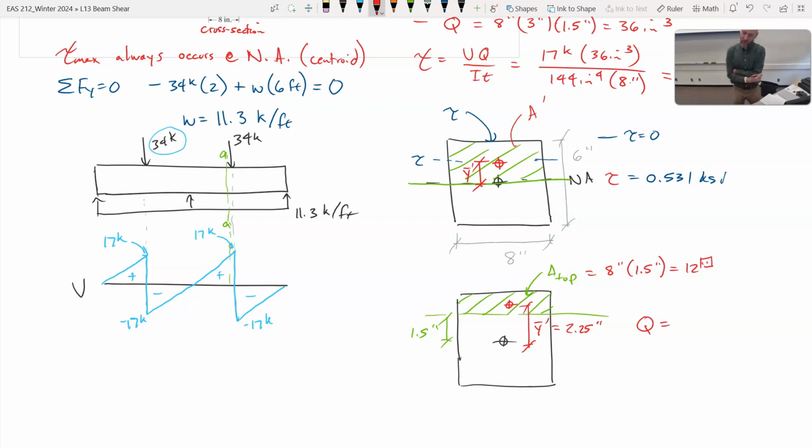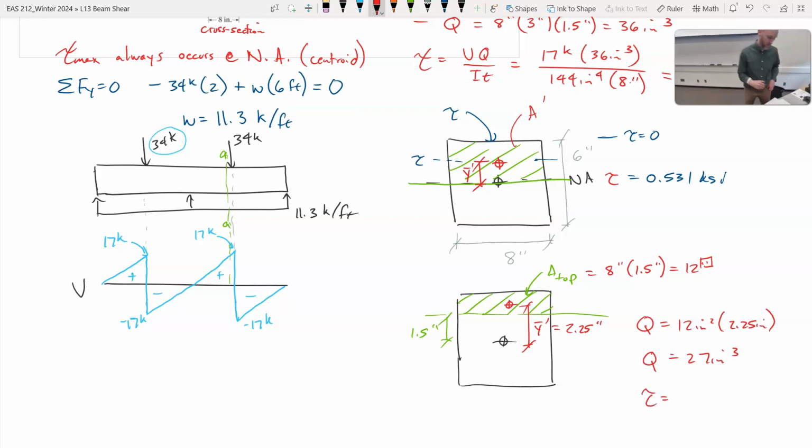So Q is going to be equal to 12 square inches times 2.25 inches, which is 27 inches cubed. So tau: 27 over 36, that's 75%, right?